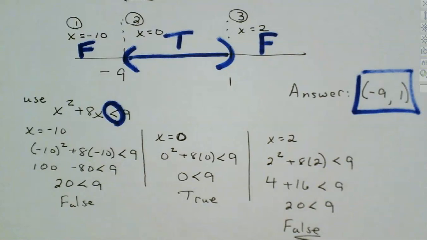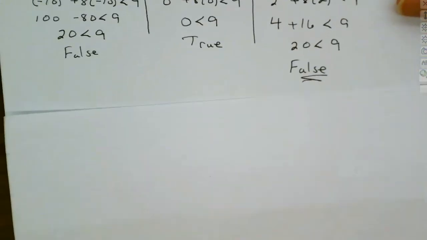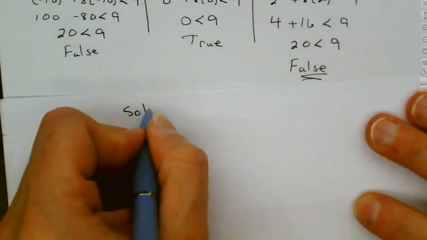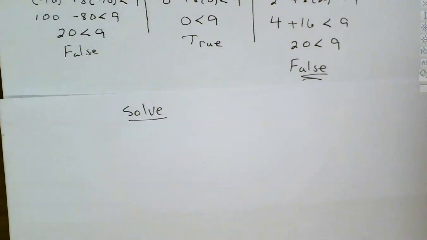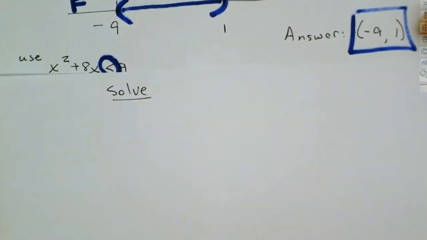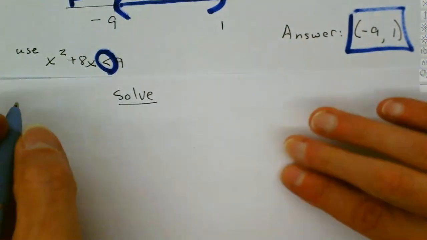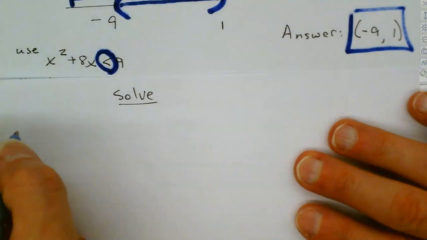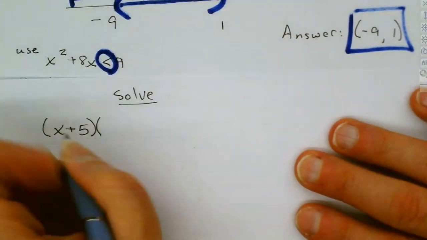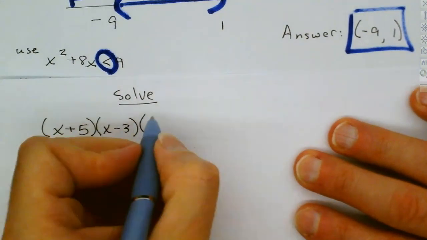Now let's extend this out to more critical points. I'm going to give you one that has already been factored. This one's going to have 3 critical points. And just so you can see, there's my answer right there. That's my answer from the last one, negative 9 to 1. So let's try and solve this one. This one has already been factored, but you're going to get more points to check.